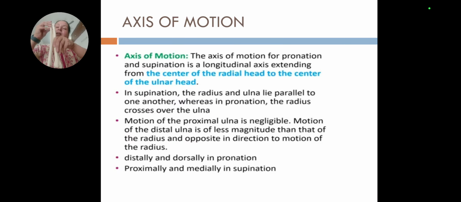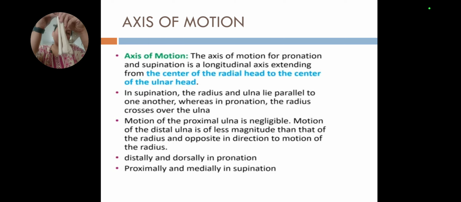Now what happens in cases of pronation, the radius will move ahead of the ulna. That means the radius is moving anteriorly. The distal end of the radius is moving anteriorly. A little bit. I am showing it so that it is much appreciated, but the movement is not like this. Fine. The radius is crossing over the ulna.